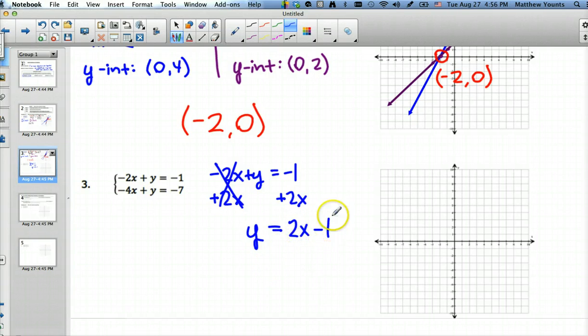So that means I have a y-intercept of negative 1 and a slope of positive 2. So I'm going to go up 2 and right 1, up 2 and right 1, and down 2 and left 1. Okay, so that line will look like this.